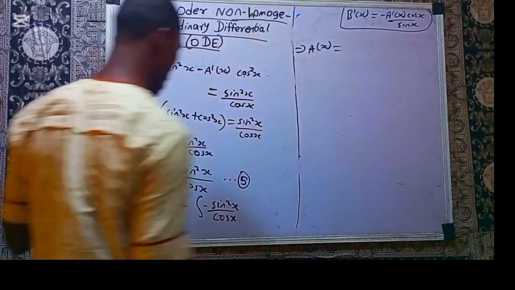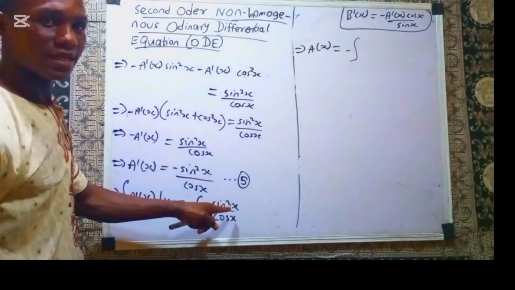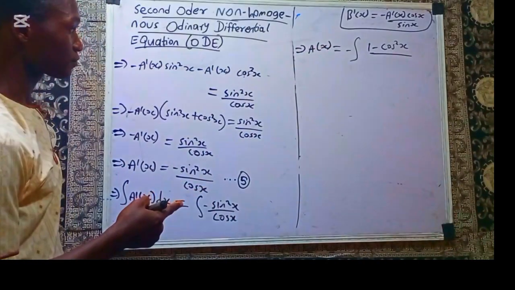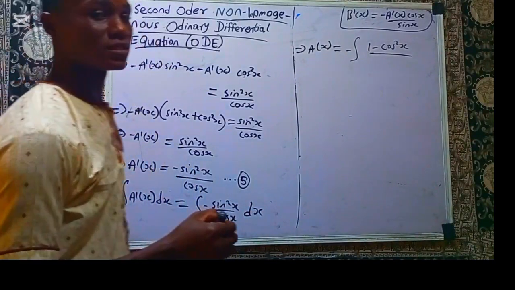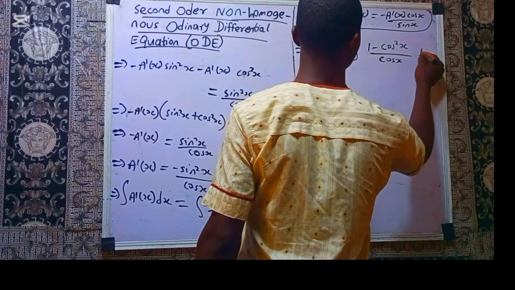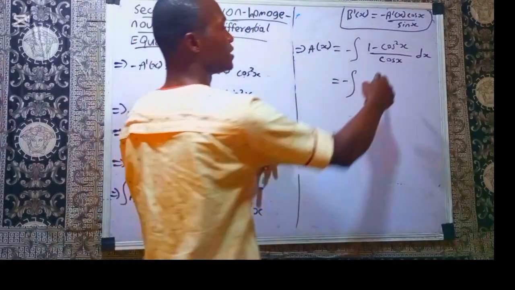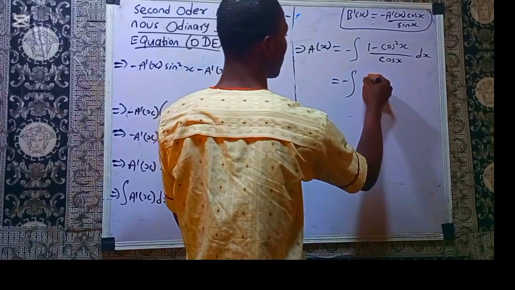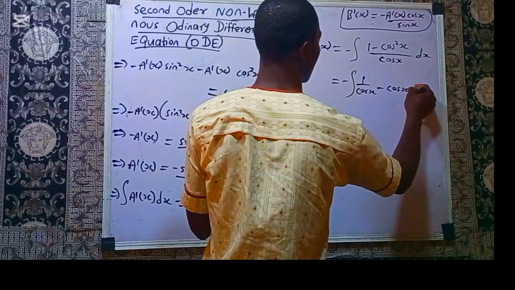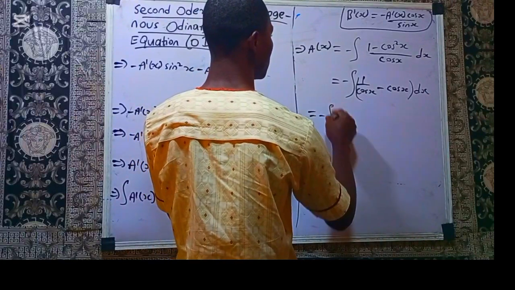A of x equals, now here, the negative sign can come out of the integral. So I have negative integral of sine squared x. Sine squared x, I can write it as 1 minus cos squared x. You know that sine squared theta is 1 minus cos squared theta. So I've written sine squared x as 1 minus cos squared x, divided by cos x, dx. So this will be equal to negative integral of, I'm going to divide each term by cos. Divide 1 by cos, I have 1 over cosine x. Then divide cosine squared by cosine, I have cosine x, dx. So this is equal to negative integral. I will integrate each of them.